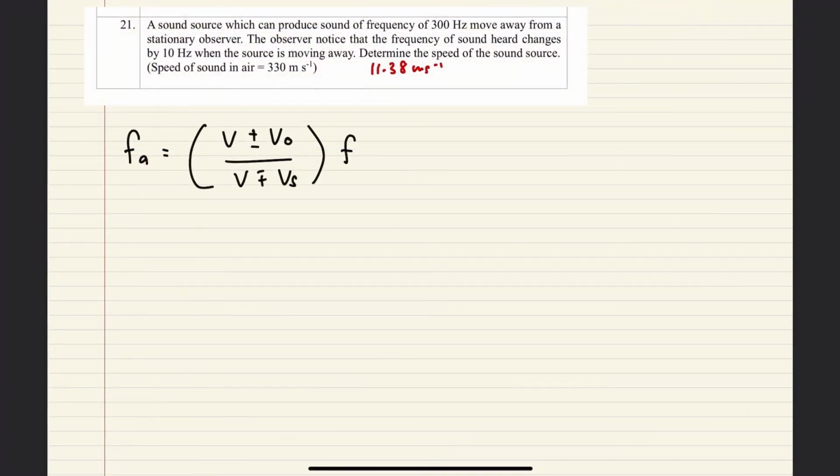Okay, for question 21, it says that a sound source can produce a sound of frequency 300 Hz. That one is your F. Move away from a stationary observer. Okay, maybe you can imagine police car or something.